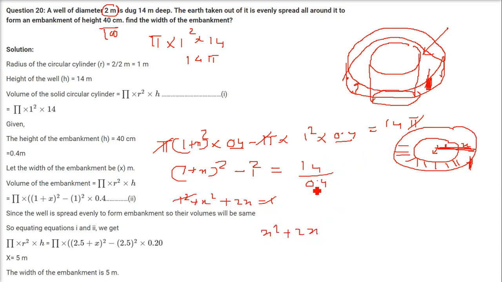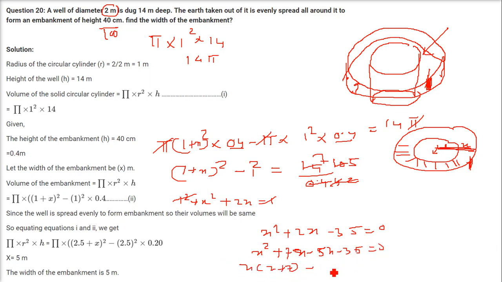Now this is 14 by 4 by 10. So what do you get? 2 4s are 8, 2 5s are 10, and 2 7s are 14. So you get 35. So I am bringing it here now. Minus 35 equal to 0. And we know that this 35 can be written as 7 into 5. So x square plus 7x minus 5x minus 35 equal to 0. So x plus 7 I am taking common, x minus 5, x plus 7 equal to 0. So we get x minus 5 and x plus 7 equal to 0.